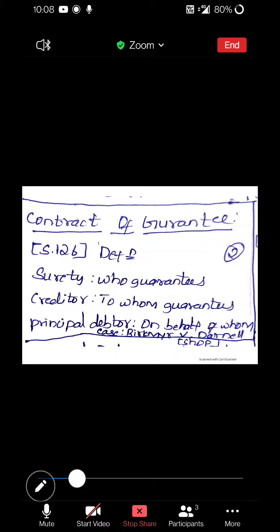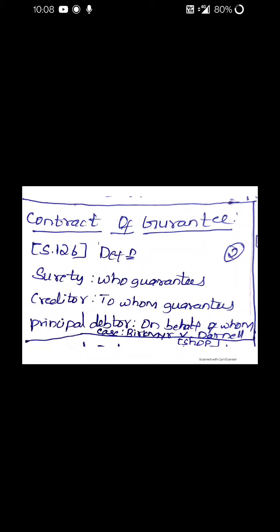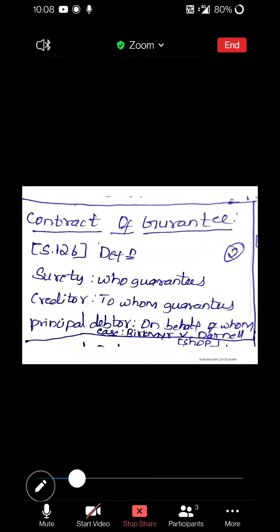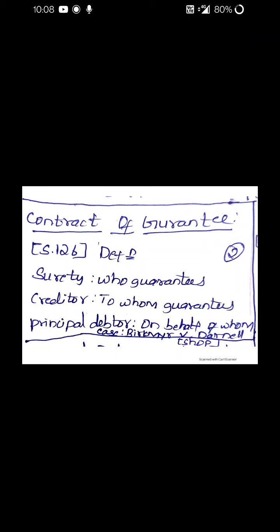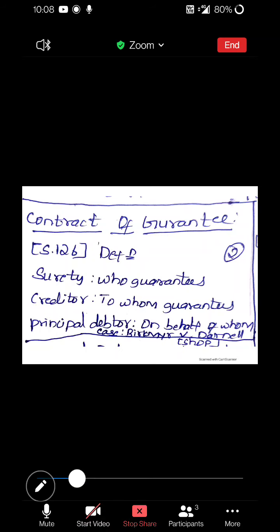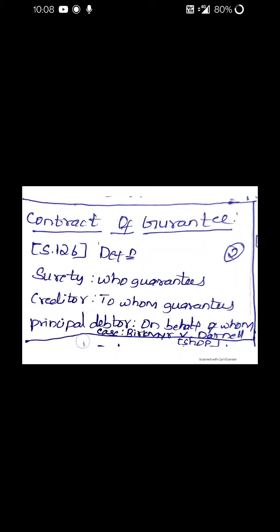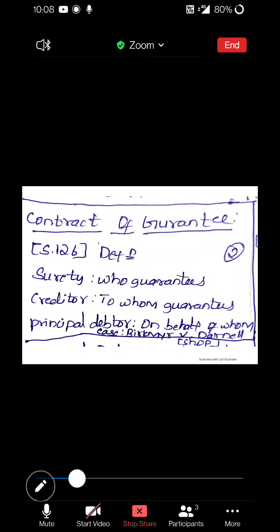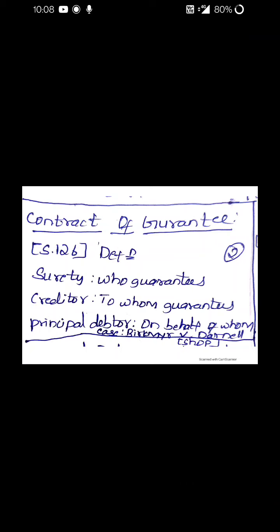There is a case, Buckman versus Darnell. In this case, the court held that if A and B went to a shop and A purchases something on credit, on loan, and B tells the shopkeeper that if A does not pay later, then I will pay, then this is a contract of guarantee.